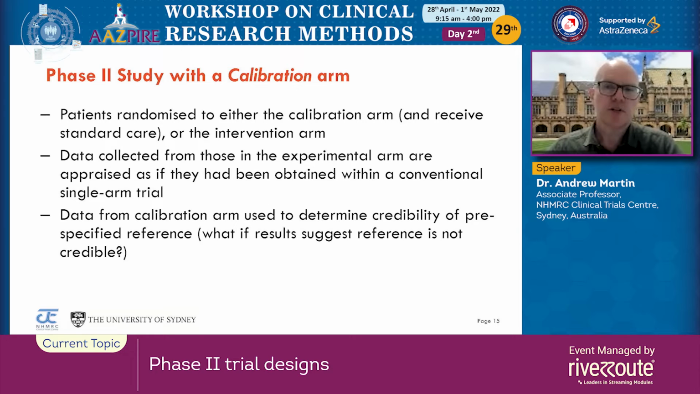Now, those that are randomized to the experimental treatment, their data get appraised as if they had been collected within a single arm trial. So the techniques that we've looked at already for Integrate would be applied to the experimental arm of this randomized design. So what's the purpose of randomizing patients to a calibration arm? Well, the evidence from the calibration arm helps us decide whether those pre-specified benchmarks are credible and appropriate.